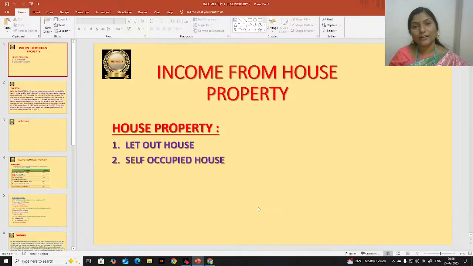We did problems under let out house in the previous live class, and now also we are going to discuss problems under let out house, but some extra information will be given in the question. We are going to deal with that, and we are going to calculate income from house property of the assessee.